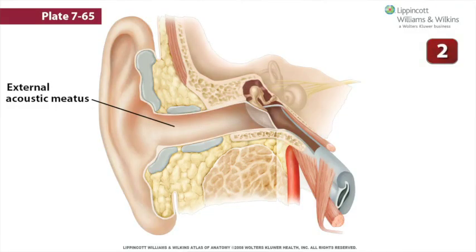The other part of the external ear is the external acoustic meatus, which is the canal leading into the skull from the auricle. The word auditory is sometimes substituted for acoustic in the name of this structure, and the word canal is sometimes used instead of meatus. Meatus is Latin for passage.